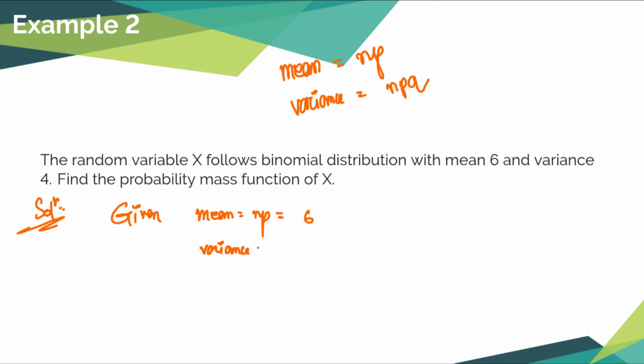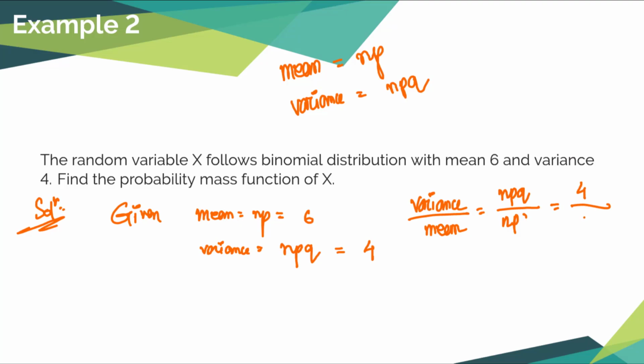variance is equal to npq is equal to 4, right? So let's divide the variance by the mean. This will lead to npq divided by np, which is equal to the value of variance, which is 4, over the value of mean, which is 6. Now np and np will get cancelled, giving us q, and here we will get 2 by 3 if I cancel this out. So this is 2 by 3.